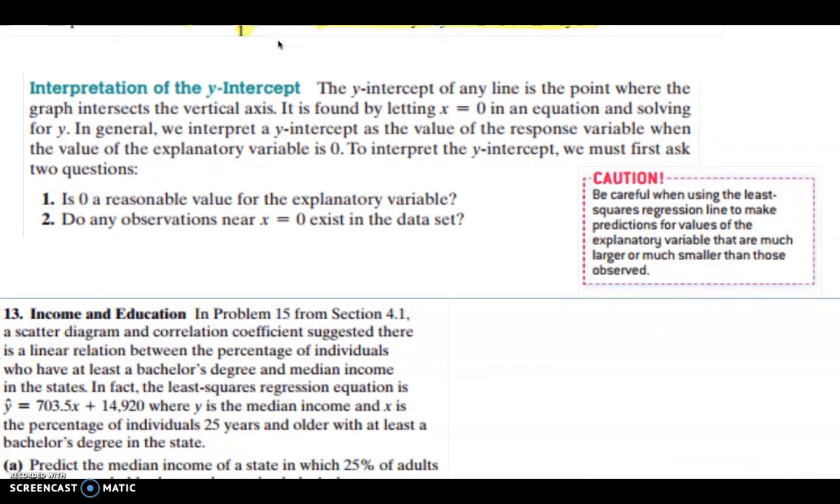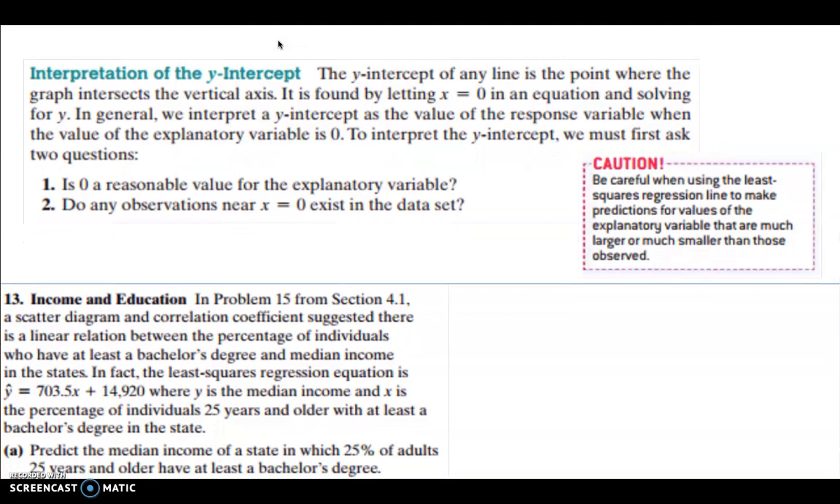Okay, the y-intercept is a little bit more straightforward. The y-intercept of any line is the point where the graph intersects the vertical axis. It's found by letting x equal 0 in an equation and then solving for y. So in general, we can interpret a y-intercept as the value of the response variable when the value of the explanatory variable is 0. So to interpret the y-intercept, you have to ask yourself a couple questions.